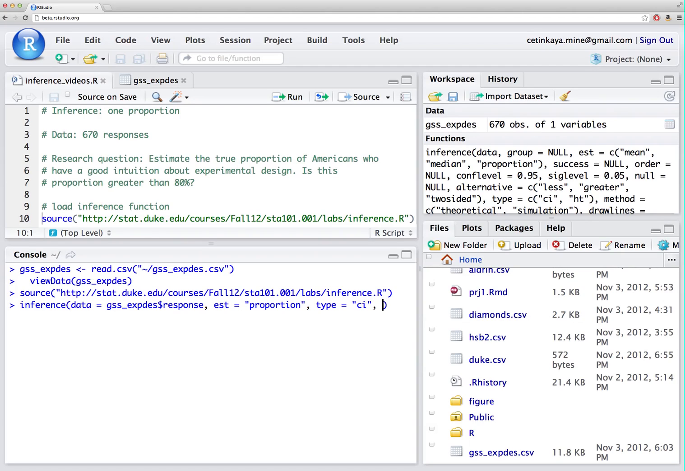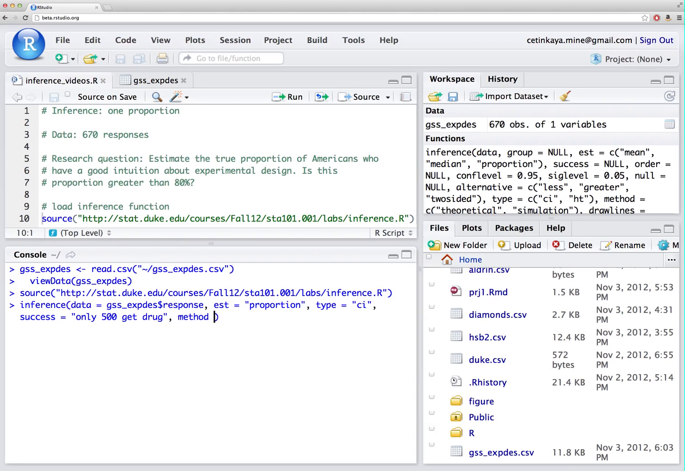And since I'm constructing a confidence interval for the true proportion of Americans who have a good intuition, I want to specify what level of this categorical variable I want to call a success. There were two levels, remember, either that all 1,000 get the drug or that only 500 get the drug. So in this case, the success is going to be only 500 get drug. Remember, success doesn't have to be positive. It just happens to be what we want to estimate. In this case, it's the correct answer. If the question was phrased, estimate the true proportion of Americans who don't have a good intuition about experimental design, we would specify the other level as our success in our function.